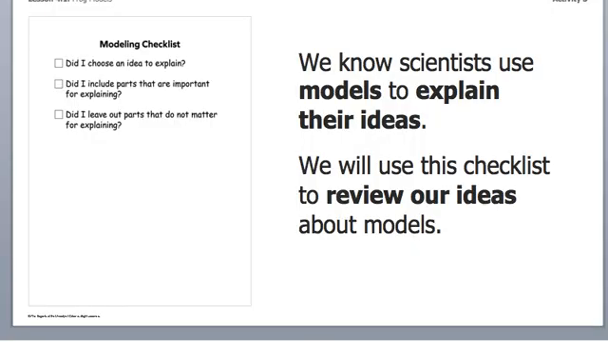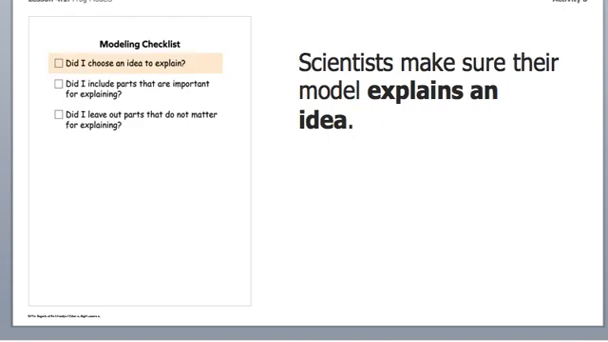So we know scientists use models to explain their ideas. We will be using this checklist to review our ideas about models. So scientists make sure their model explains an idea. So the first thing on our checklist is, did I choose an idea to explain? When scientists make a model, they want to make sure that they're explaining their idea and that their model is helping them check their work.